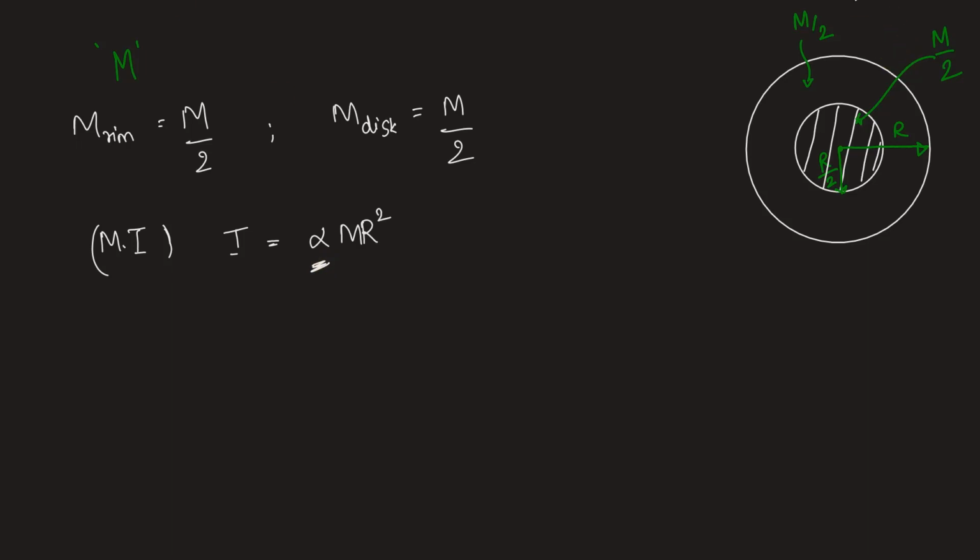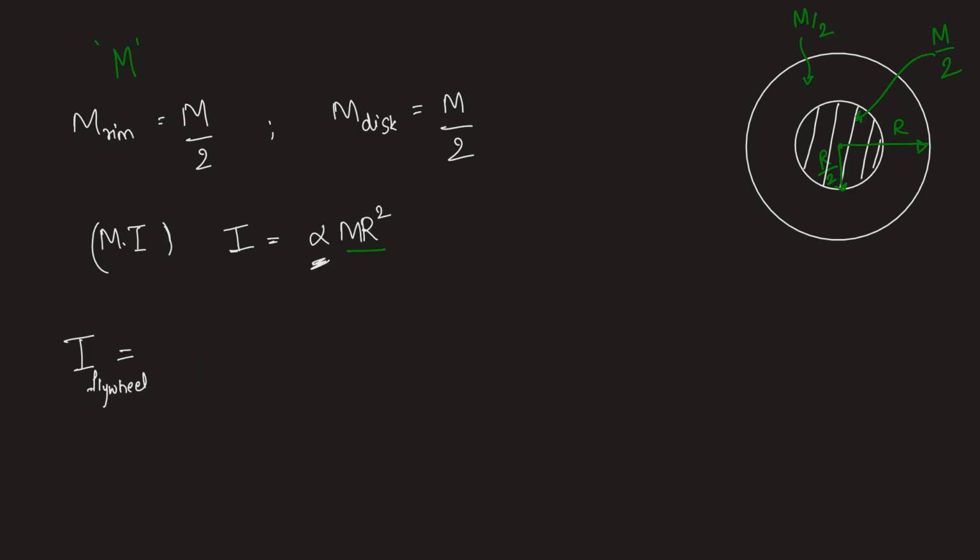That means we need to find the total moment of inertia of this flywheel as a combination of this rim and disc, and then whatever is the coefficient of MR square will be the value of alpha and will be the final answer. So moment of inertia of the flywheel will be equal to, for the outer ring, we simply know that moment of inertia is mass into R square. For this, I is its mass into its radius square, and small m here will be capital M by 2 because that's the mass of the outer ring, into R square.